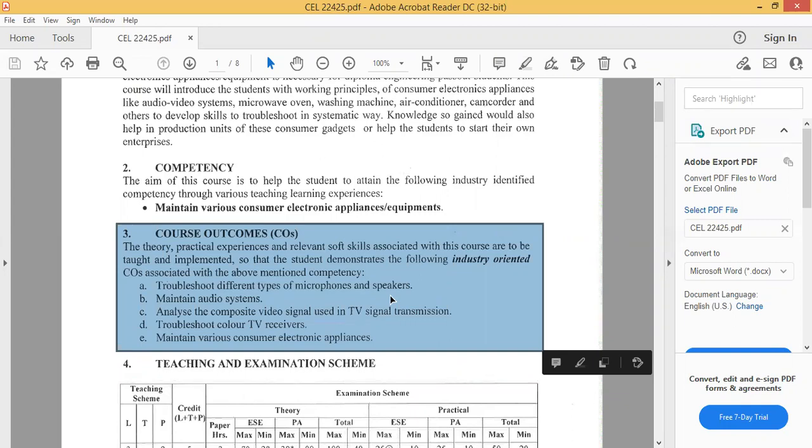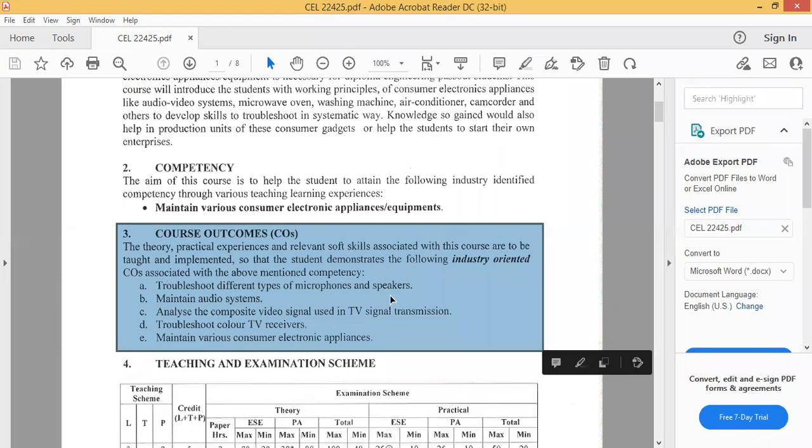But the TV signal comprises two things, video and audio. The audio signal you're going to learn in unit number 1 and 2. But what is actually the video signal? How is this video signal generated from the camera, how is it processed, how is it transmitted? There is processing of the video signal as well, and parameters related to the video signal. All these things you have to learn under unit number 3. That is, you have to analyze the composite video signal.